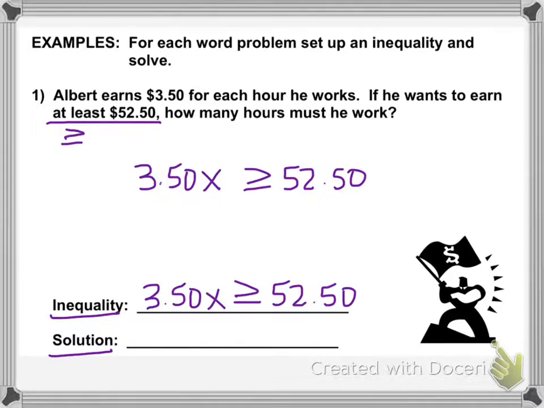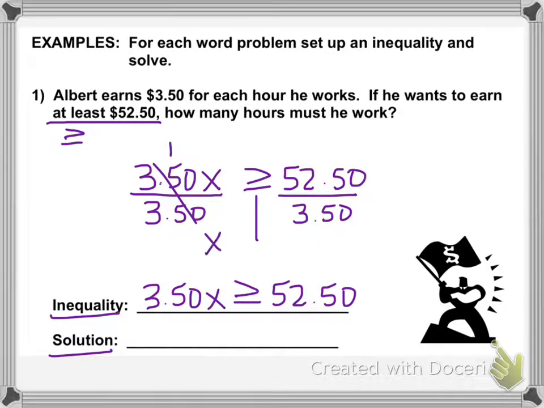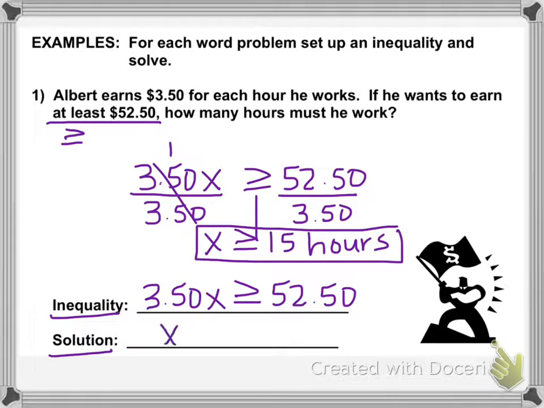So let's go ahead and solve this inequality. It's a very simple one. We're just going to get rid of that $3.50. That's a coefficient, so we're going to divide both sides by $3.50. $3.50 divided by $3.50 is 1. 1 times x is x. Greater than or equal to, and let's pull out our calculator, 15. And remember what x represented. X is the number of hours. So, as long as he works more than or equal to 15 hours, he will make at least $52.50.